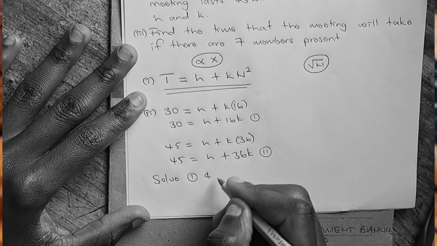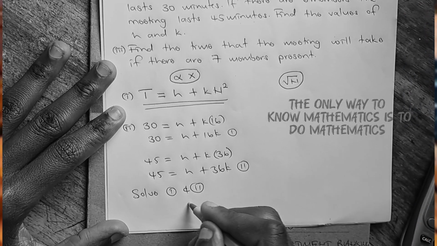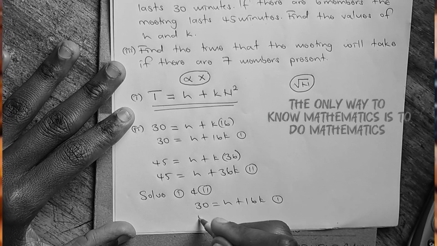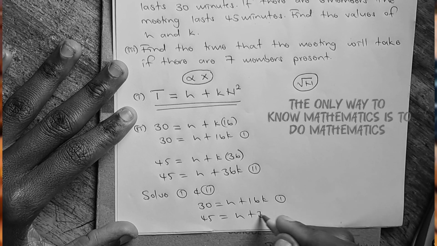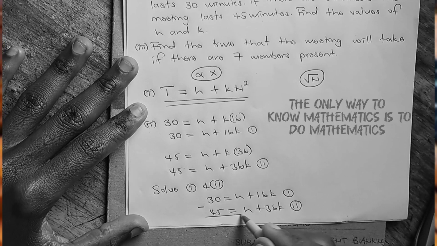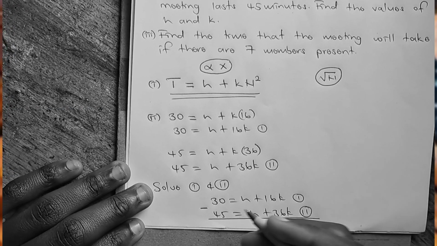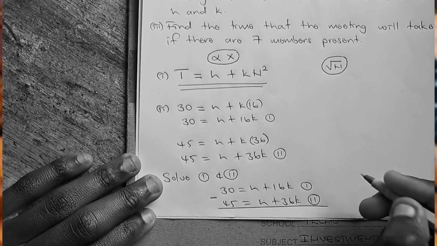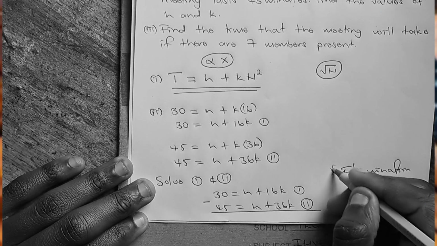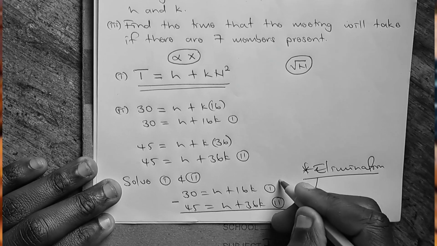equation 1 and 2. When solving equation 1 and 2, you are going to combine them. 30 is equal to h plus 16k, which will be equation 1. Then 45 is equal to h plus 36k, which will be equation 2. Application of the elimination method is going to be done here. Why? Because we have the same variables, h and h are the same. So we eliminate h and h. We are going to apply the elimination method. Mostly in partial variation, we apply the elimination method. This is the method which is being applied here.